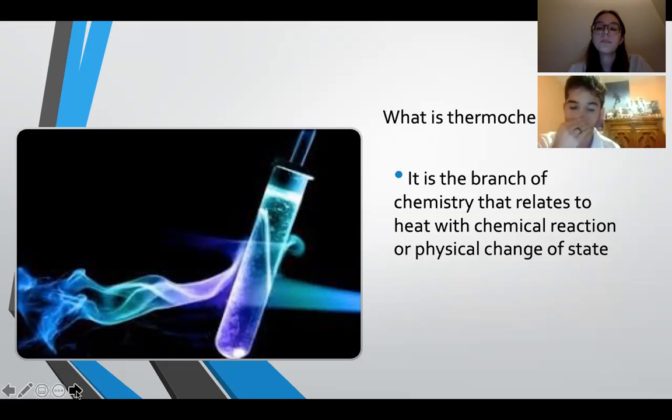Okay, so first of all, we have to understand that thermochemistry and thermodynamics are not the same thing. Thermodynamics is the overall study of heat conversions and other energy forms, while thermochemistry is especially the study of thermodynamics in regards to chemical reactions. Next, please.